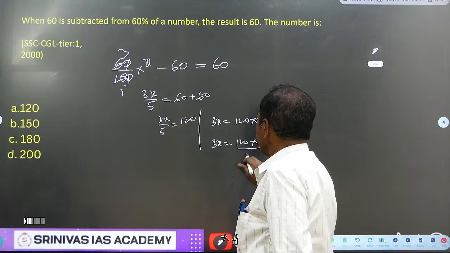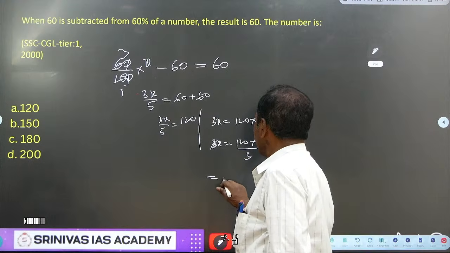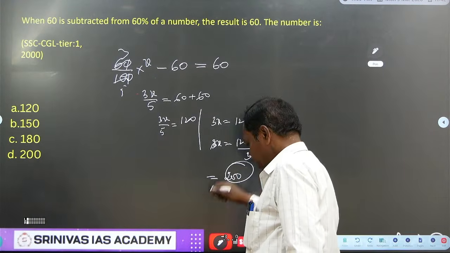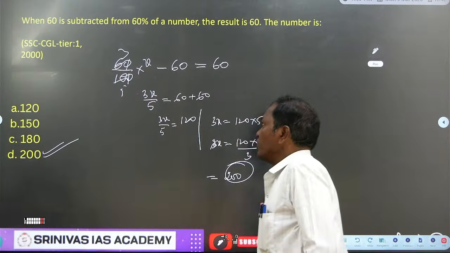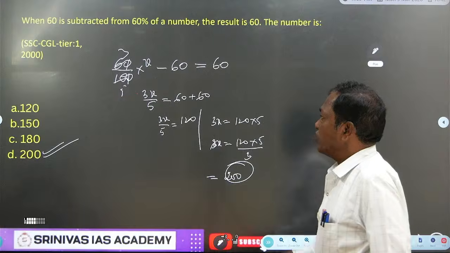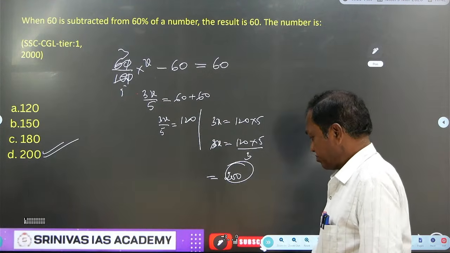I am writing too many steps. It's not required, right? Straight away 200, correct? Option D. If you know the one single step, you can finish it off. 120 into 5 by 3, straight away you can write.